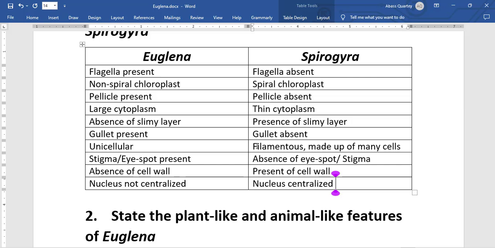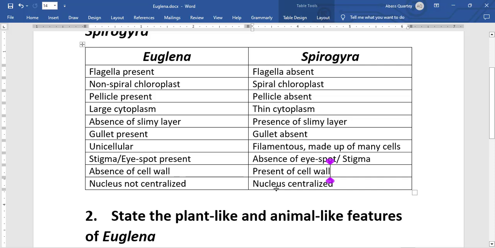Euglena is unicellular. Spirogyra is filamentous, made up of many cylindrical cells that are joined end to end. Euglena has these photosensitive receptors called the stigma or eye spots, which is absent in Spirogyra. Absence of cell wall in Euglena, the presence of cell wall in Spirogyra. In Euglena, we have the nucleus not centralized. It can be found at different parts of the cytoplasm. In the Spirogyra, we have a centralized nucleus.